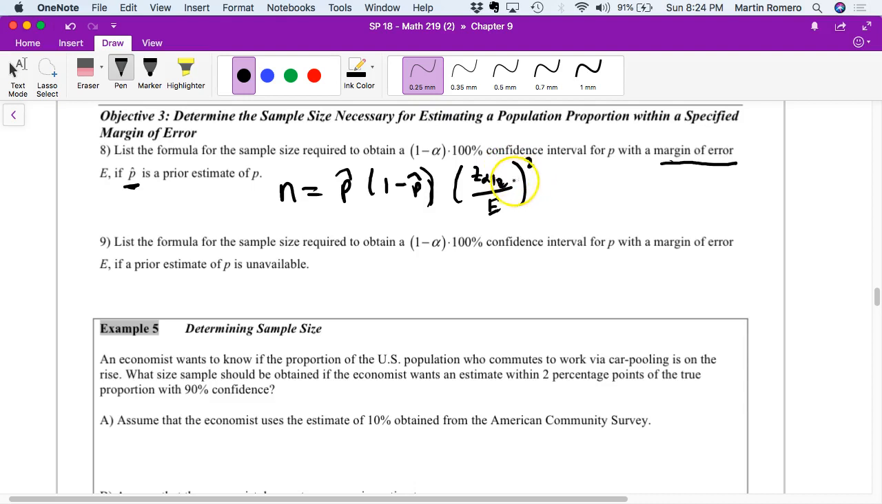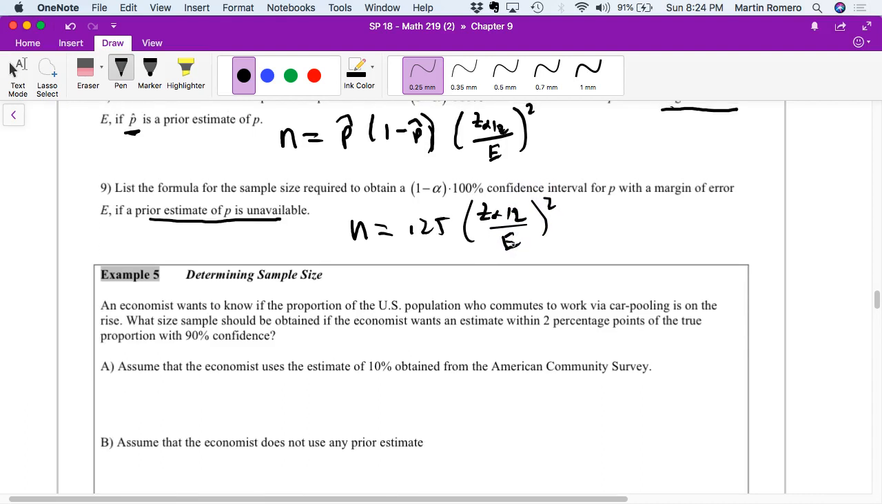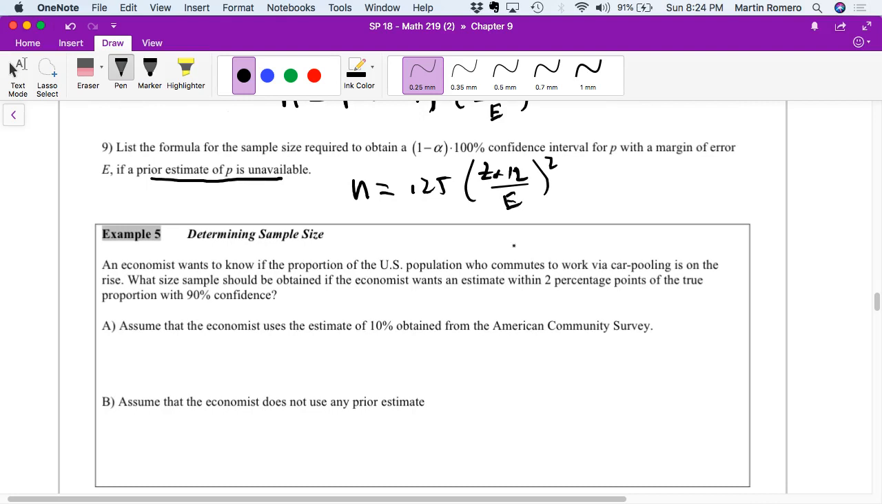in a decimal value. And then sometimes you do not have an estimate for p. If you don't have an estimate for p, then your equation is actually just going to be 0.25 times z alpha over 2 over E, squared. And again, those formulas allow us to determine how many people we need to interview, sample, so that we can control our margin of error.